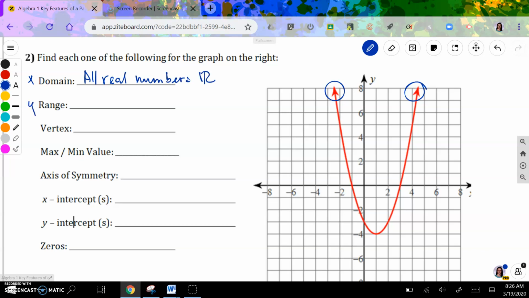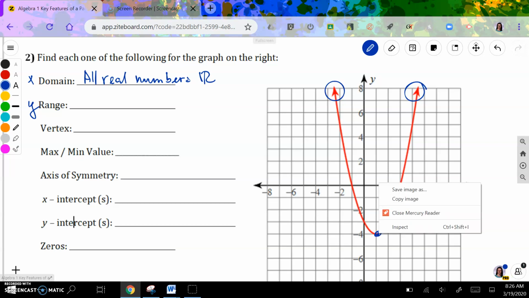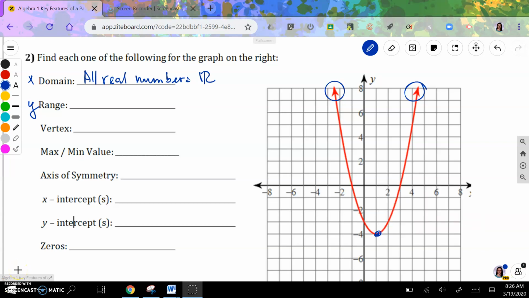My range is going to be all of the possible y values that I can get to. So my lowest y value is going to be -4, so I can be anywhere above it. So if I'm comparing my y values and the -4, the -4 has to be the lowest or the smaller value. All right, my vertex is this point right here. It's going to be at a location of (1, -4).